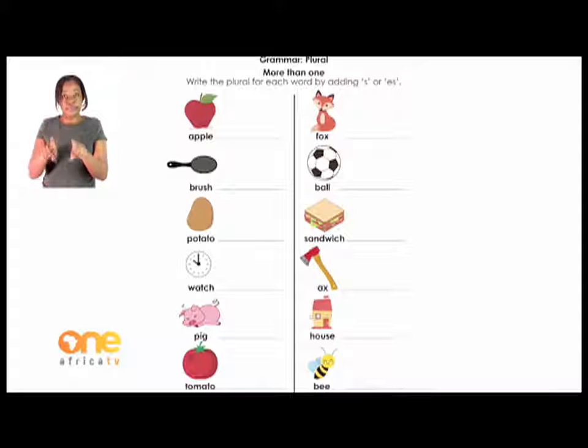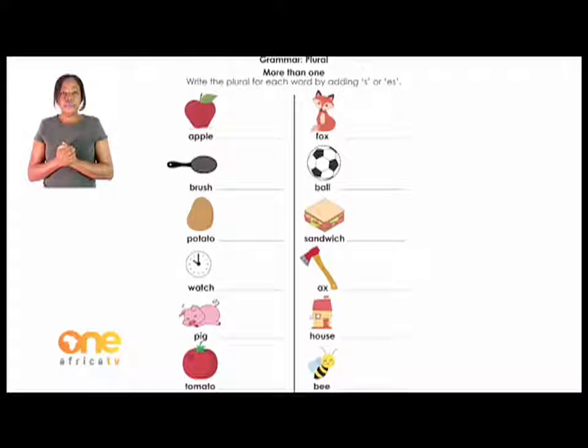What are plurals? A plural is when anything or something is more than one. If I have one sweet, that is not plural. But if I have two or more than two, then that is what we call plural because there are many. Now we are going to write the plural for each word by adding an S or an ES. When we write a word in singular, we write it without an S. Though there are some words which are ending in S, like a dress is already ending in S. But when there are many, we have to add either an S or an ES.